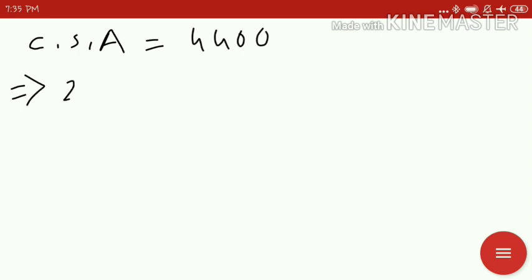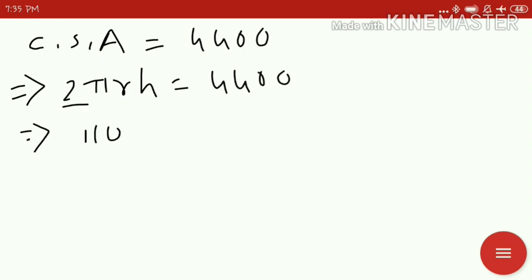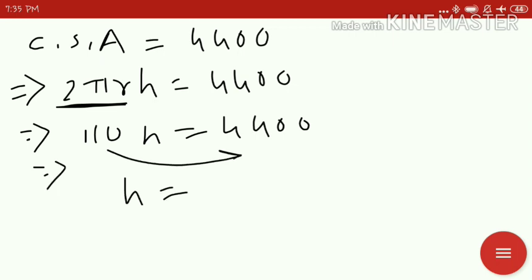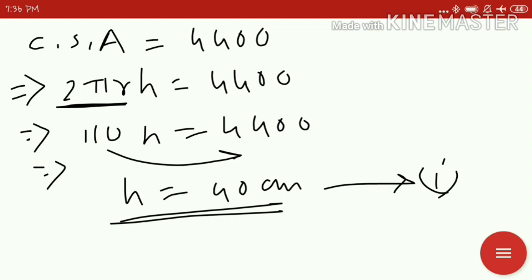To find out the height, there is a clue that the curved surface area equals 4400 centimeter square. And I know that curved surface area means 2 pi r into h equals 4400. We know the value of 2 pi r as 110. So 110 into h equals 4400. Now if we divide 4400 by 110, we get h equals 40 centimeter. That is our first answer, height equals 40 centimeter.